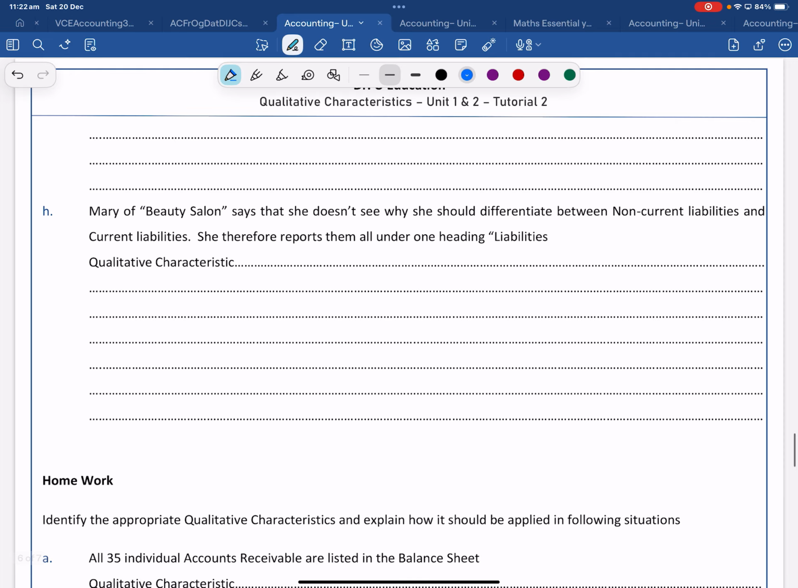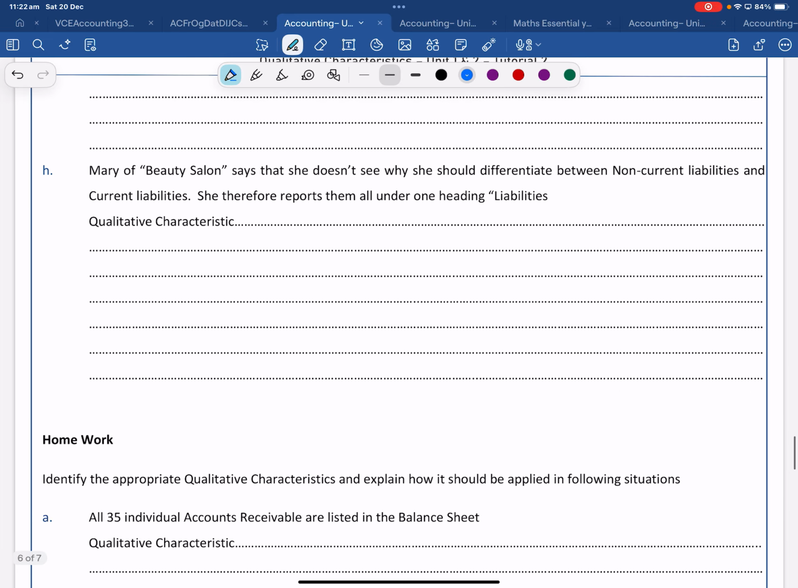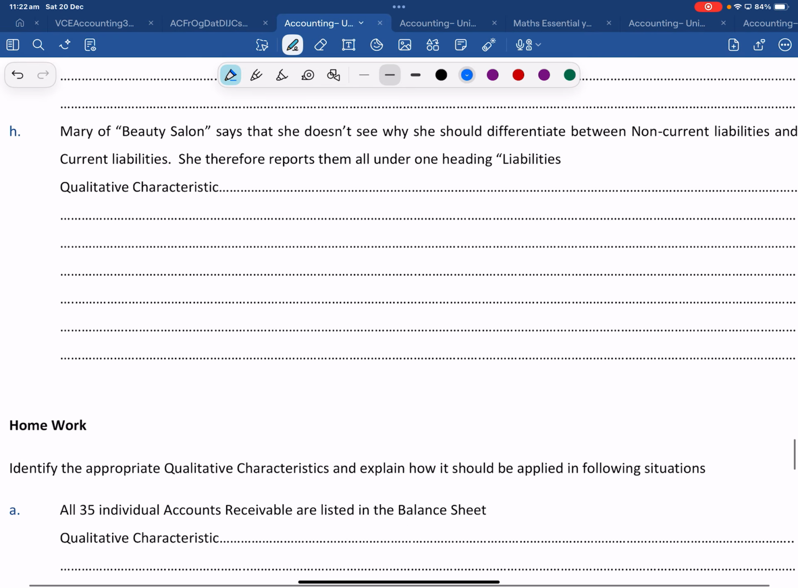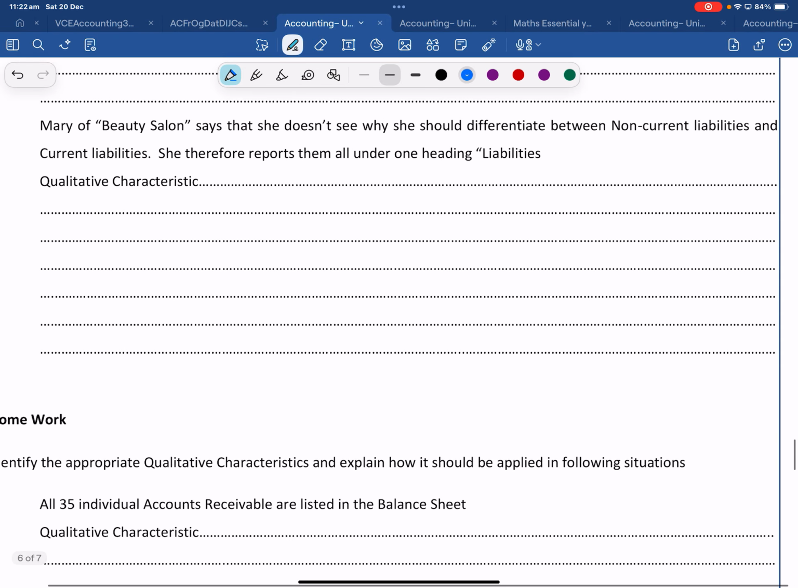Next one, guys, what do you think about this? It is a tricky question. I think this question was in a Unit 3 SAC, as I remember, so I included it here. So now we are doing a Unit 3-4 question. Did you say it can't be understandability again? No. I said it is understandability.